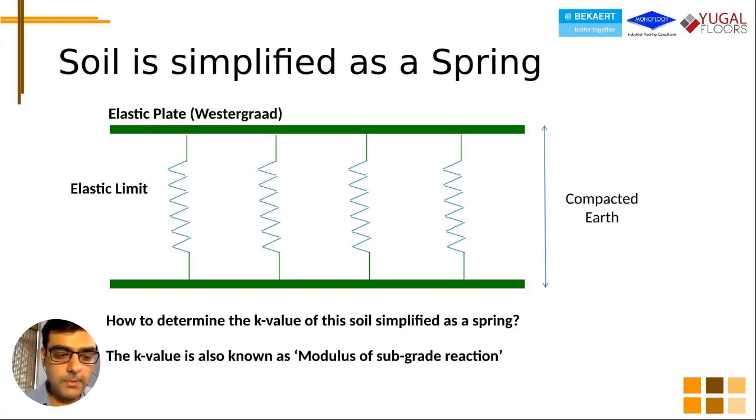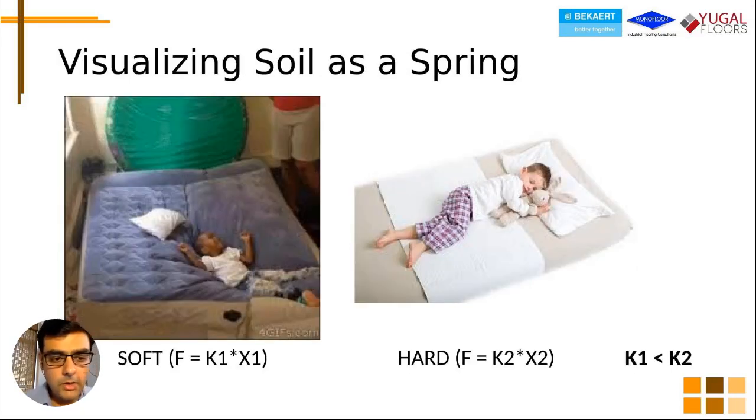Okay, so now combining all the concepts together, this is how designers assume soil to be. Soil is nothing but a set of springs, and the concrete slab is nothing but an elastic plate that rests on those set of springs. And all this was actually done by a gentleman called Westergaard. And how do we determine how good or bad this spring is? That is done by plate load test.